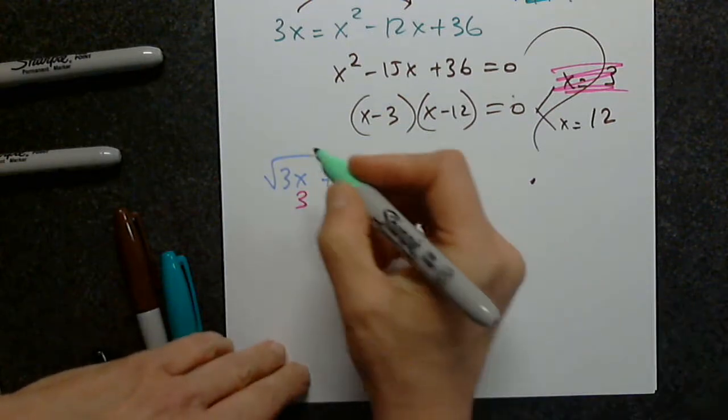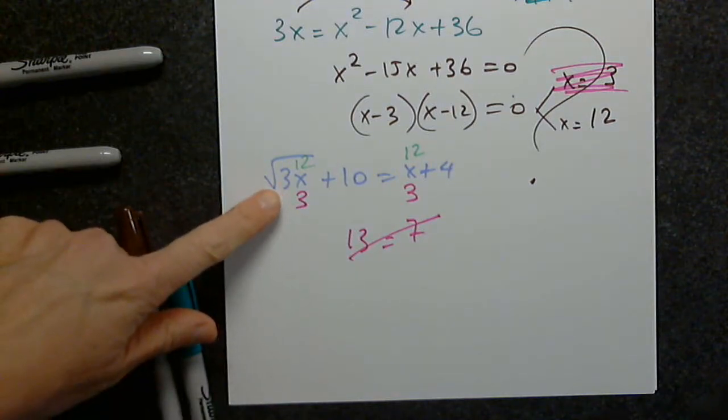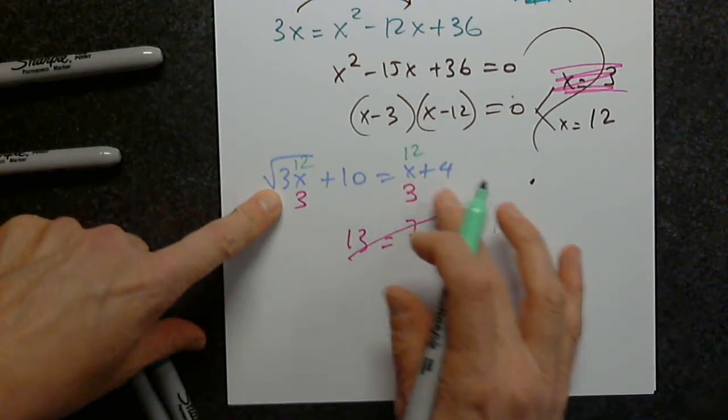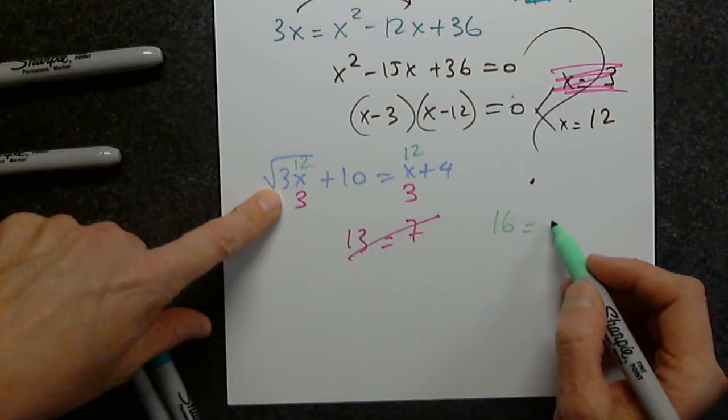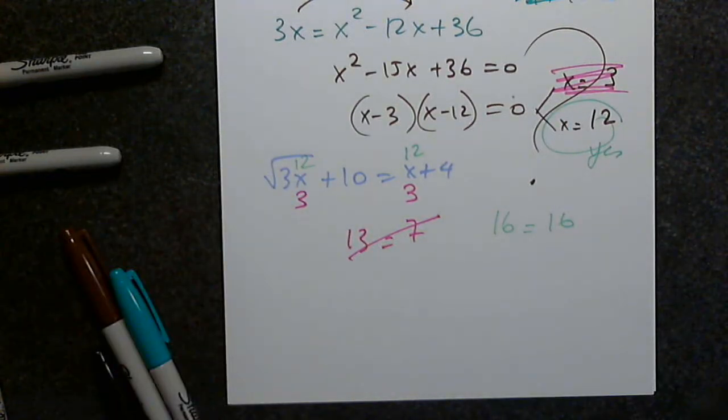Okay. I'm going to replace x by 12 now. And see what happens. 3 times 12, 36. The square root of 36. 6. 6 plus 10. Very good. 12 plus 4. Acceptable? Yes. So anything can happen. So please expect anything. One solution, two solutions, or none. So both may work, one works, or none of the above.